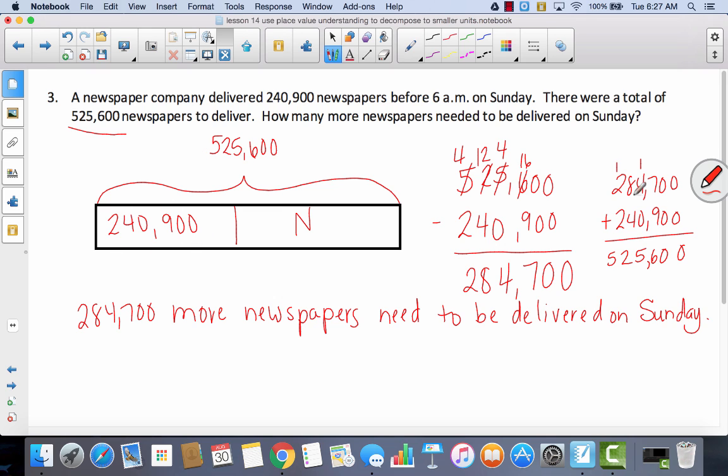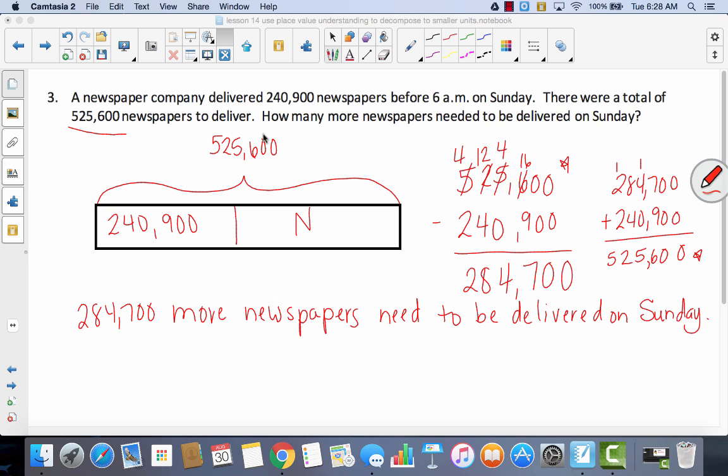And when I added them together, I did get 525,600, so that tells me that my subtraction is correct. So I wrote my answer as a statement. 284,700 more newspapers need to be delivered on Sunday.